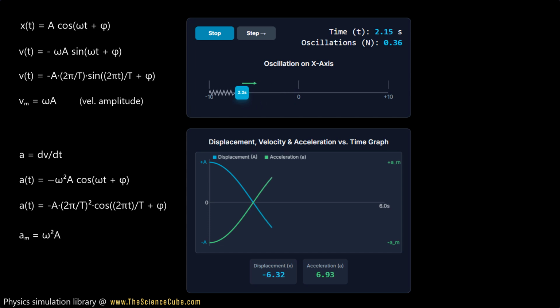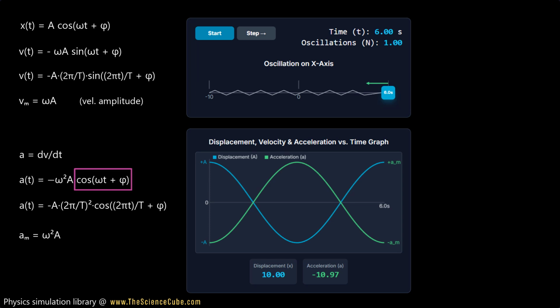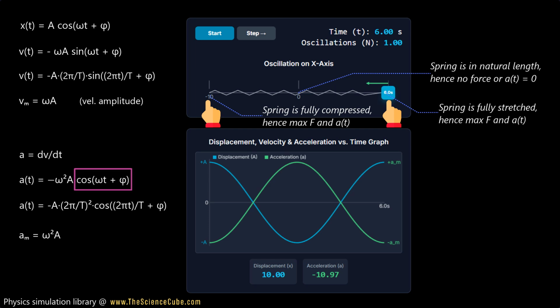Now you can see that the magnitude of acceleration is 0 if the cosine is 0. And this happens when the position of the particle is at x = 0, where the spring is in its natural state. No stretch, no compression. On the other hand, the magnitude of acceleration is at its max when the cosine magnitude is maximum. And this happens when the particle is at an extremity where it has been slowed down to a stop and its motion is about to reverse.